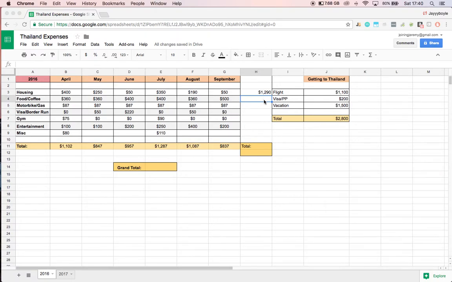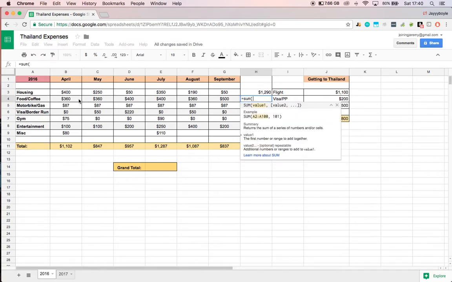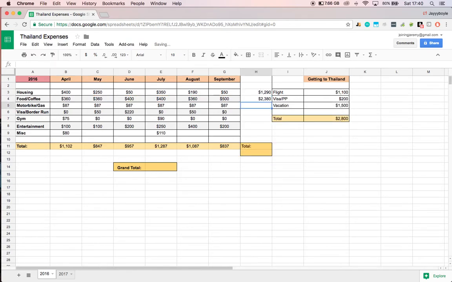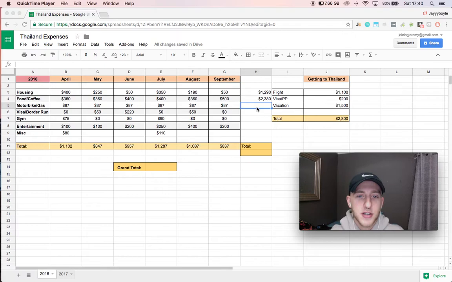So let's go ahead and add this up. My total for food was almost double. $2,380 for food and coffee. This is pretty much all my food, all my coffee, breakfast, lunch, dinner, every meal. Still not bad compared to what you would spend in the US. Each meal that I would eat in Thailand was an average of $2 to $3, and something in the US, your minimum is paying $7 to $10. So I'm not too worried about the cost of that one there.